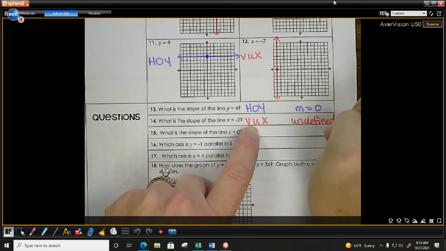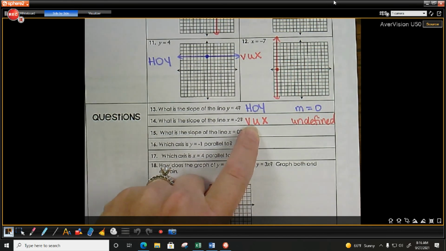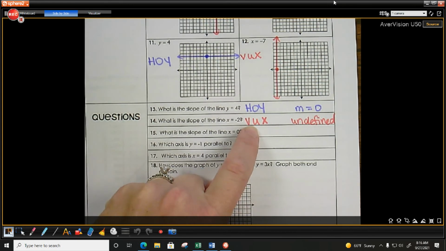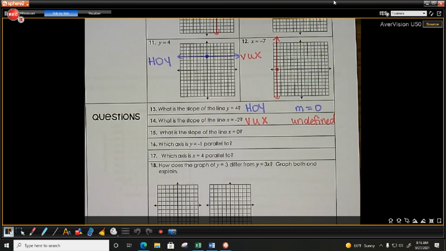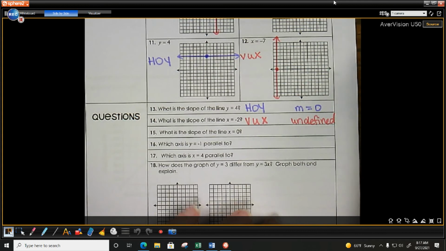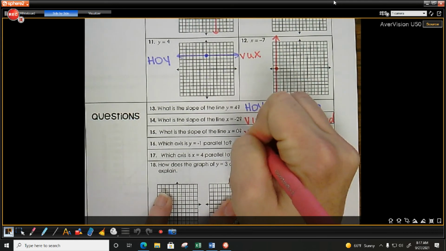Guys, having a slope of 0 and having a slope of undefined is not the same, remember? Undefined means not possible. This means you have no slope. This is a slope of 0. 0 is a number. Undefined means not possible. You can't have a slope. Okay? Number 15. Is this a Hoy or a Vux? Syra? It's a Vux. Very good. So what is my slope? Undefined. Very good.